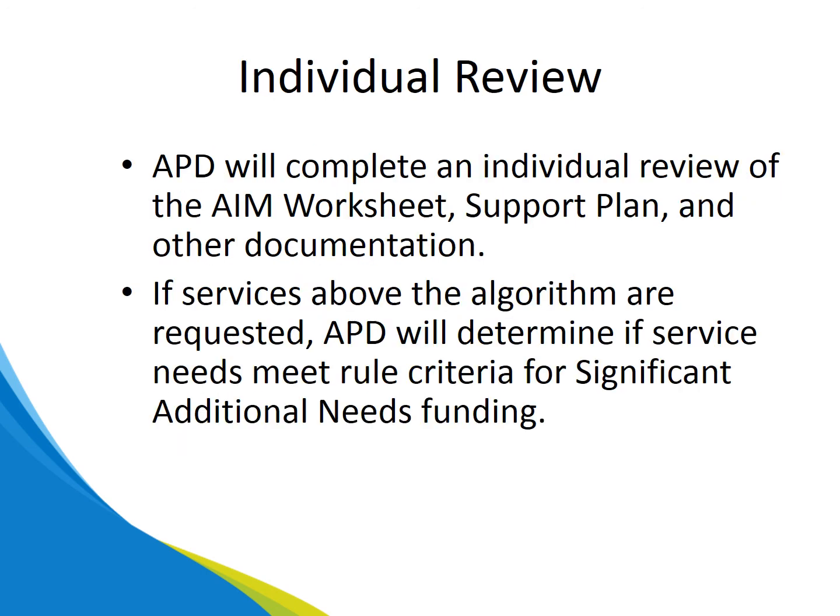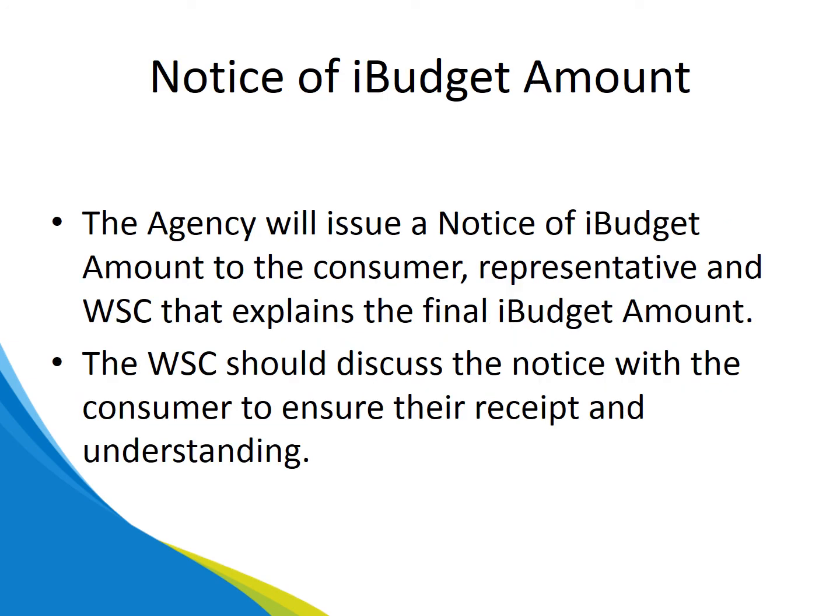APD will complete an individual review of the AIM worksheet, support plan, and other documentation. If services above the algorithm are requested, APD will determine if service needs meet rule criteria for significant additional needs funding. After conducting an individual review of the AIM worksheet and supporting documentation, the agency will identify the consumer's final iBudget amount. The agency will issue a notice of iBudget amount to the consumer, representative, and WSC. The WSC should discuss the notice with the consumer to ensure their receipt and understanding.